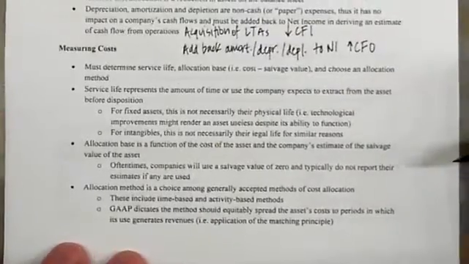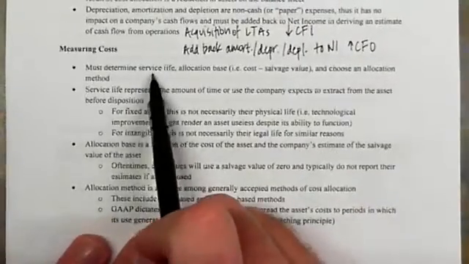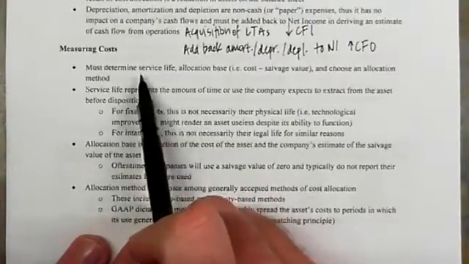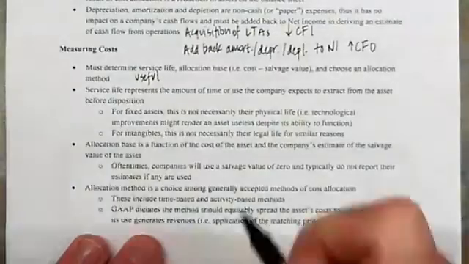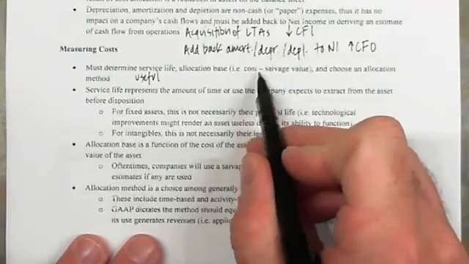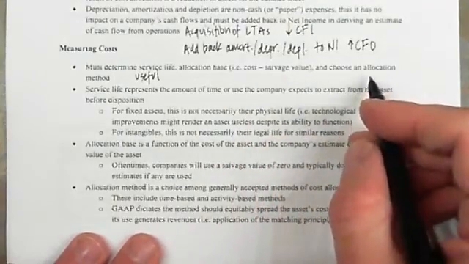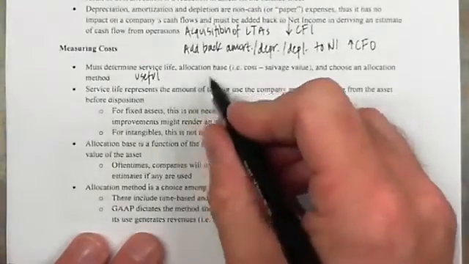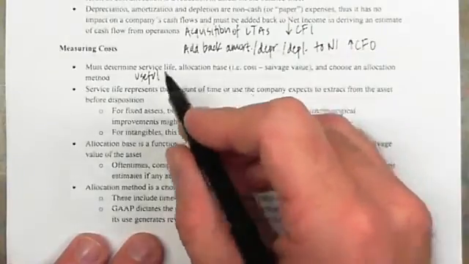Measuring costs. This is just the vernacular surrounding the depreciation schedule. So we have to determine a service life, that is how long we're going to use it, also called a useful life. So those are interchangeable. An allocation base, which is just going to be the cost of the machine, the historical cost, the acquisition cost, less the salvage value. And then choose an allocation method to systematically apportion the allocation base over the service life.